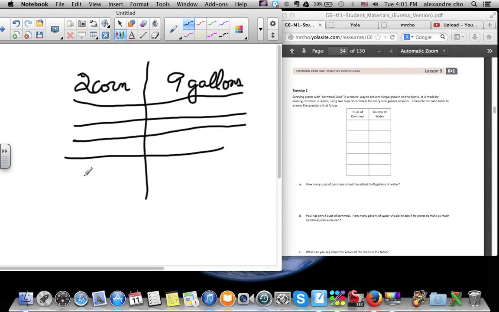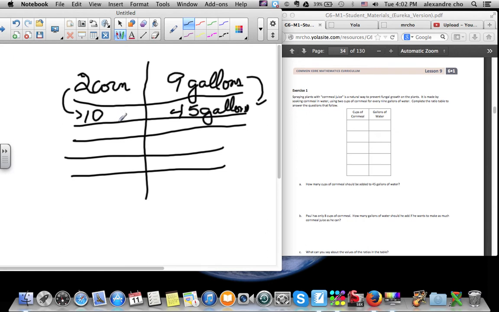So our first question says, if you have 45 gallons of water, sorry, is that 45? Yes. Sorry, it's very tiny. 45 gallons of water. How many cups of cornmeal do you need to add to create that natural pesticide, I guess you want to call it? Well, the relationship 9 to 45 is obviously times 5. So you're going to apply the same thing over here. So 2 times 5 is 10.